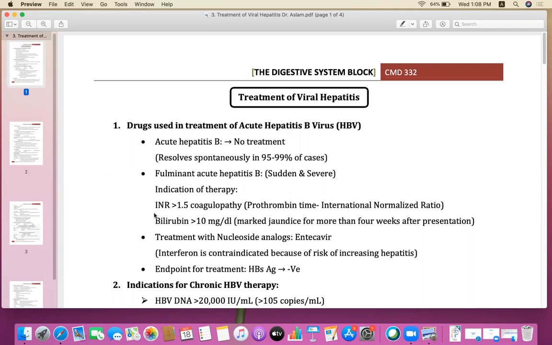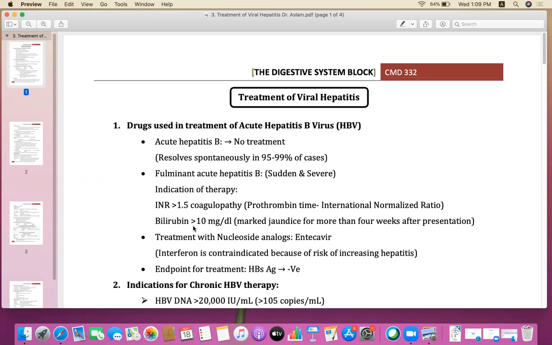If INR, international normalized ratio, is more than 1.5, it indicates coagulopathy. It is generally used to measure the prothrombin time, and INR stands for international normalized ratio.